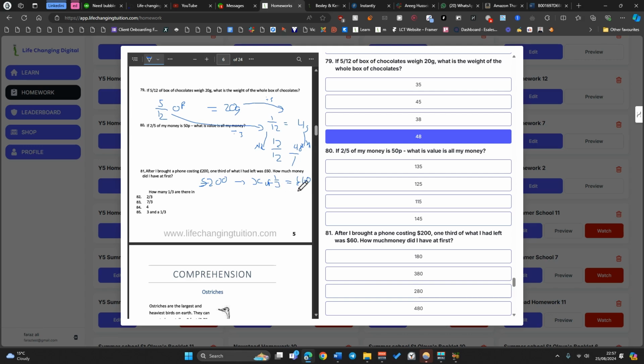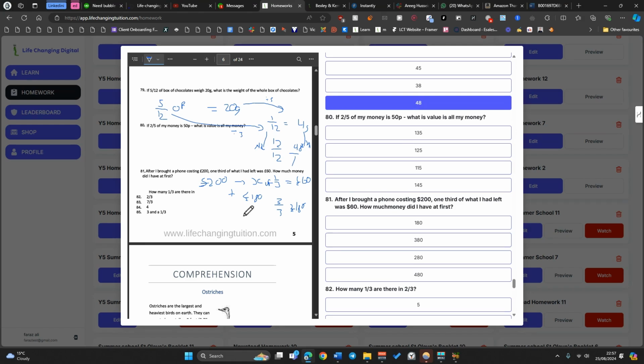So we can figure out that first. Well, how do we get to 3/3? We just times this by 3, and that will give us £180. So that means X is £180, right? So basically he had £180 left after he spent the £200. What it's asking us is how much money did he have at the start? Well, if we add on 200 to 180, that will give us 380, which is the answer right here.